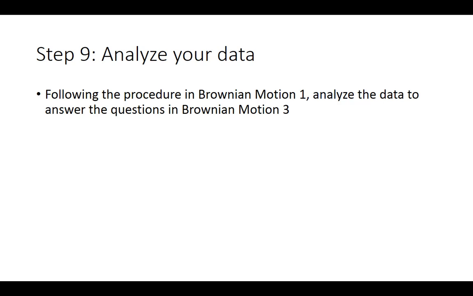Okay, so step 9 is to analyze, following the procedure in Brownian Motion 1, analyze the data, and answer the questions in Brownian Motion 3. If you don't remember how the simulation worked in Brownian Motion 1, remember you can always go back to it. Hopefully you have a copy of that data file, and if not, I hope you have a friend that can give it to you.